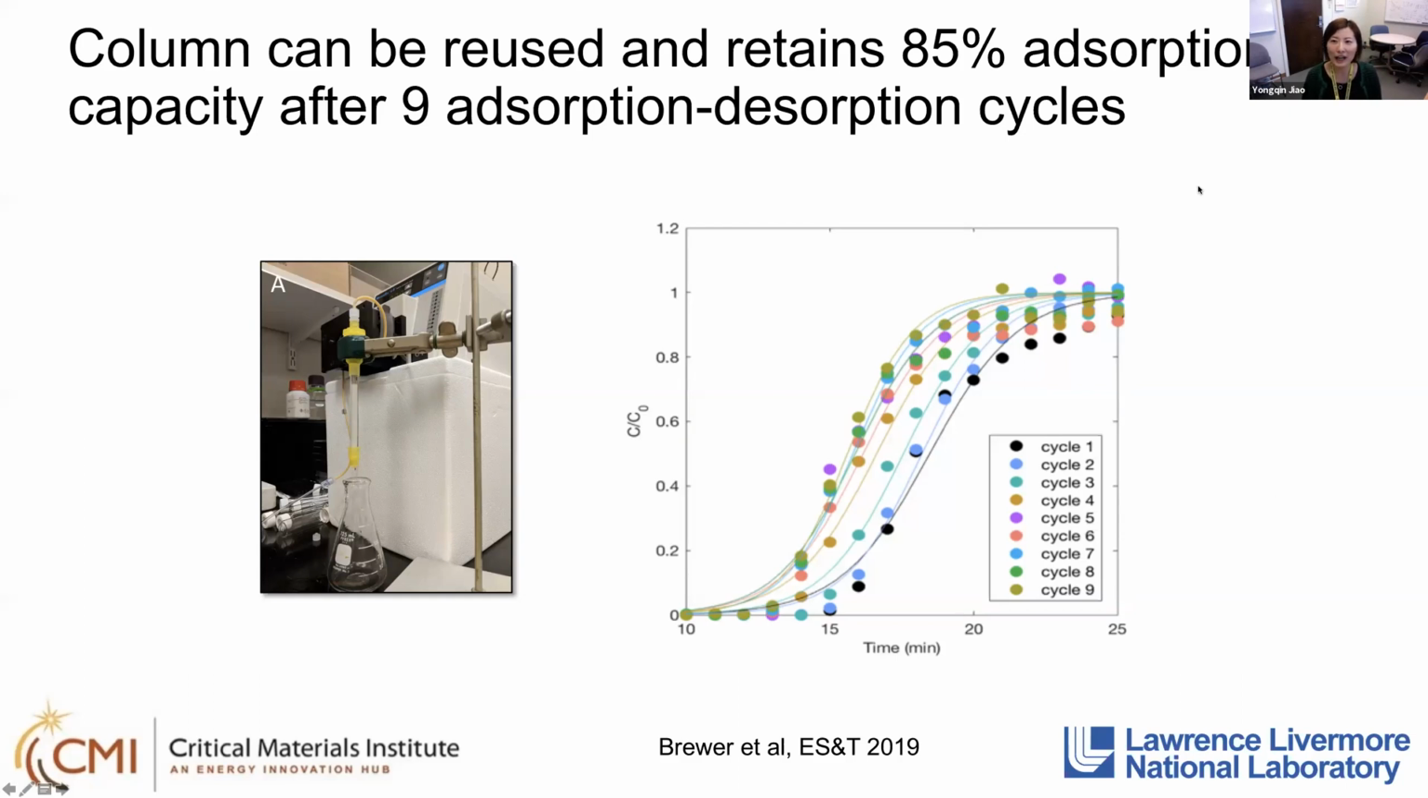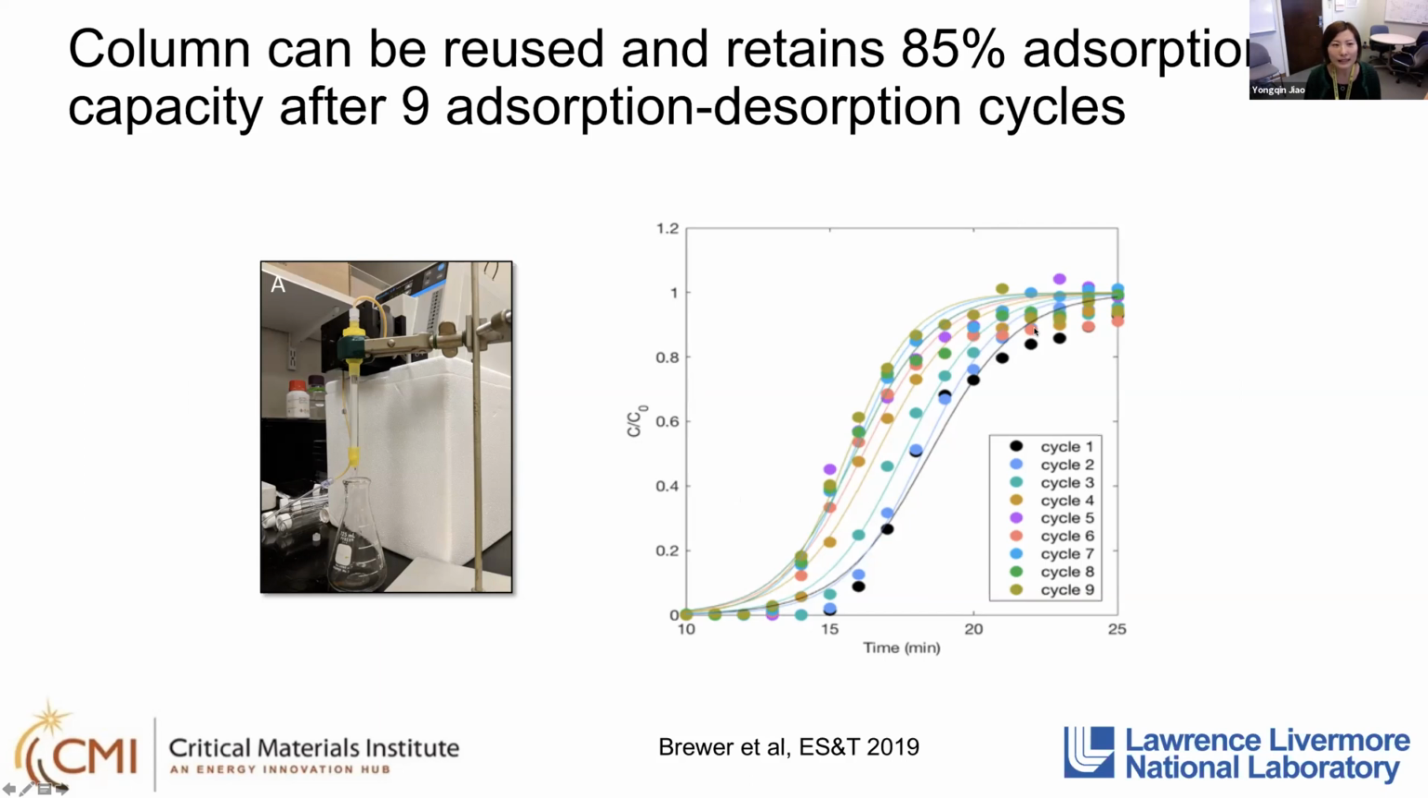So here on this graph, showing you that with the packed microbeads column, Aaron tried 9 times of absorption, desorption, and the same column, absorption, desorption again. So he tried 9 cycles, and this is what the breakthrough column looked like. We found that about 85% of the absorption capacity remained in this packed column, and I think the performance levels off.